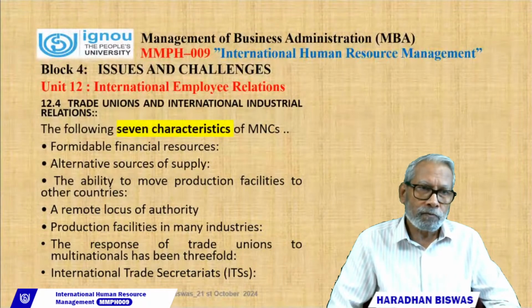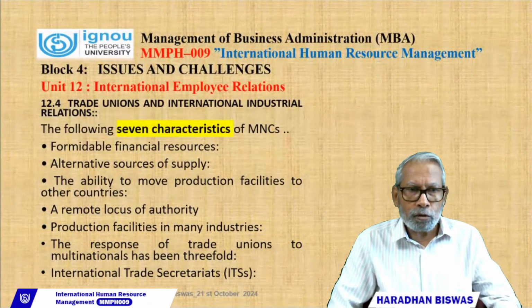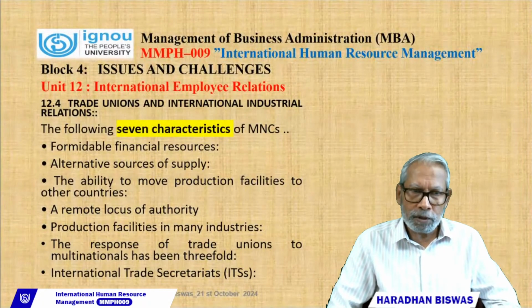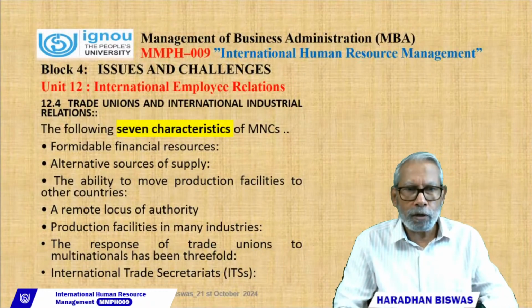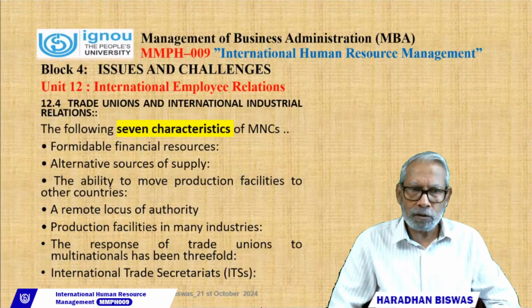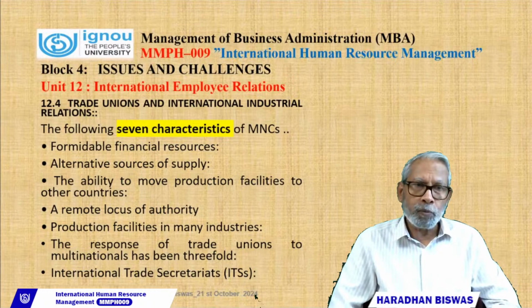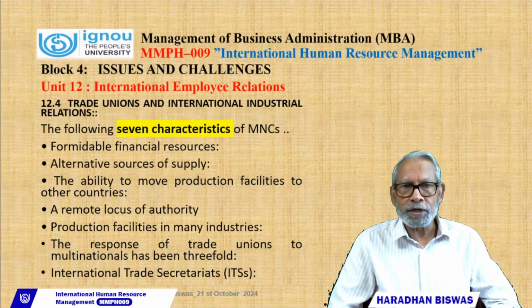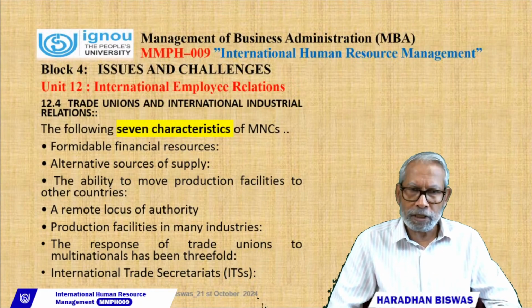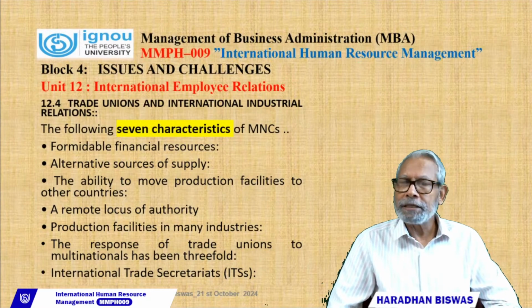Then a remote locus of authority. Then production facilities in many industries. The response of the trade unions to the multinationals has been threefold. Which are those? The first is the international trade secretariats, that is, the ITS.